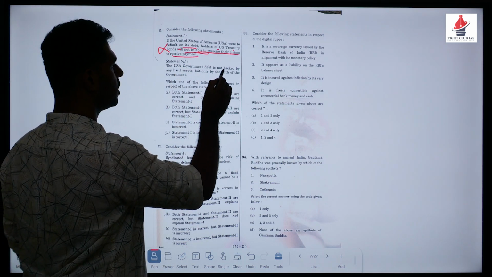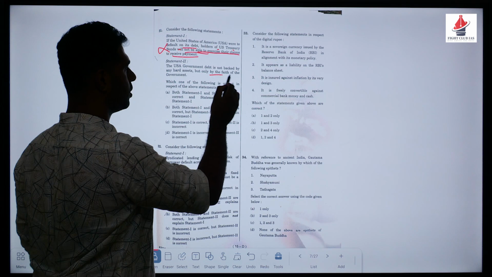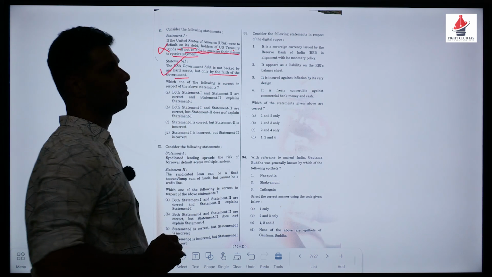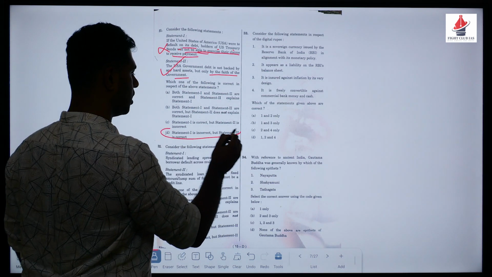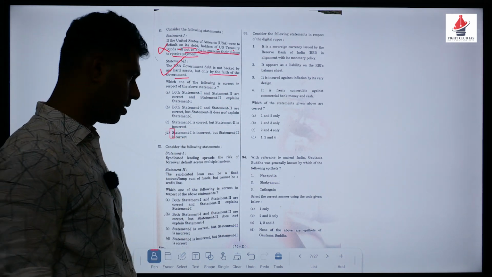Second one, the US government debt is not backed by any hard assets, but only by the faith of the government. Yes, this is true. So the answer is: statement 1 is incorrect and statement 2 is correct.